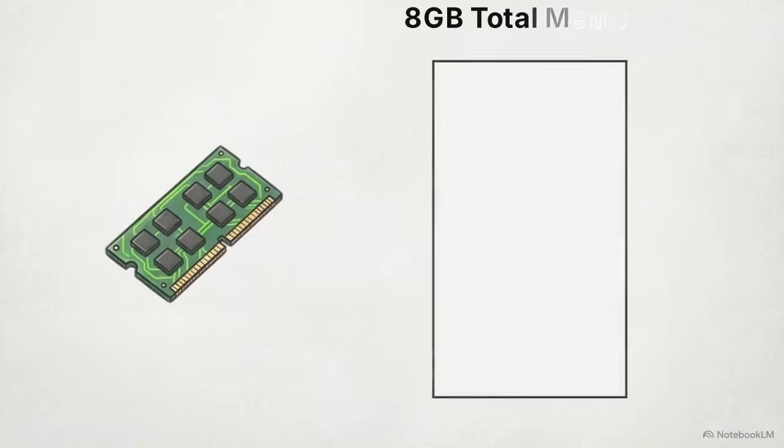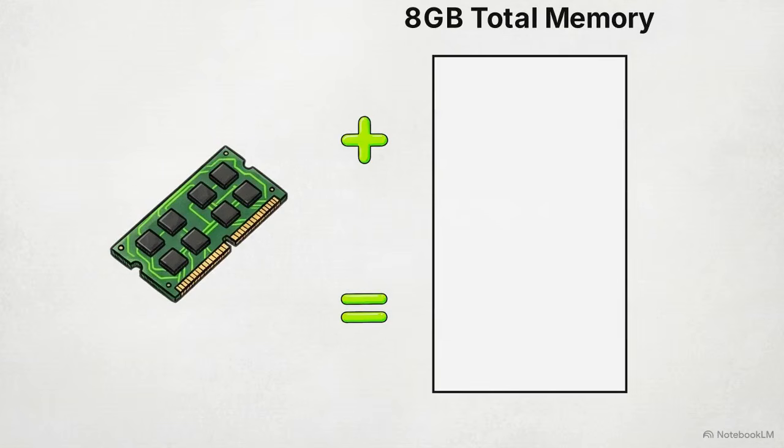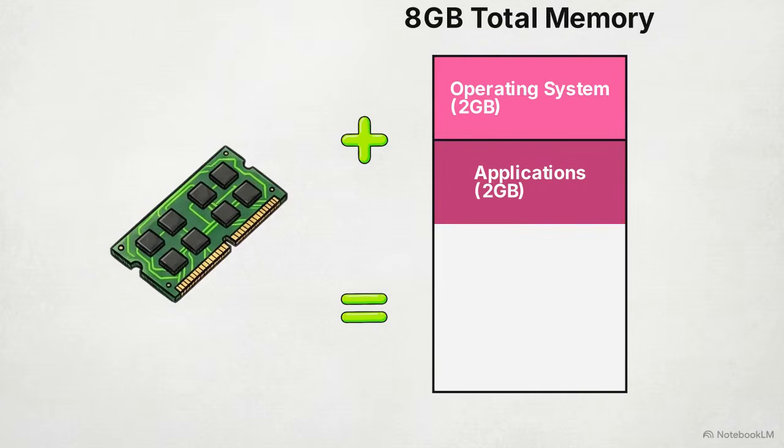This chart represents a standard 8 GB laptop's memory, revealing a mathematical illusion. Your operating system immediately claims 2 GB. Open a web browser or code editor, losing another 2. You're left with a tiny 3 to 5 GB budget for your AI model.